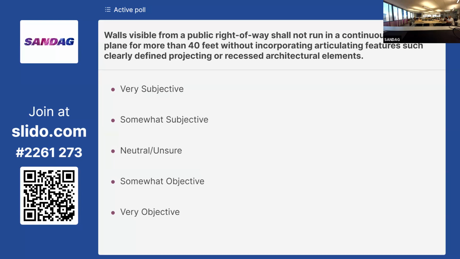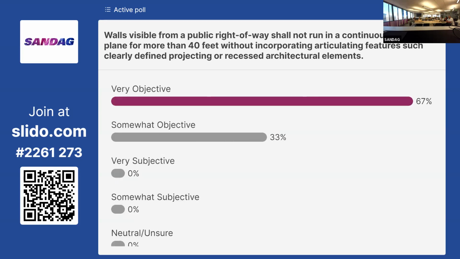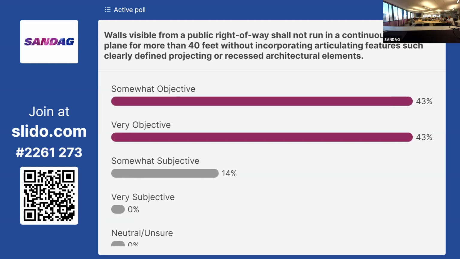Walls visible from a public right-of-way shall not run in a continuous horizontal plane for more than 40 feet without incorporating articulating features such as clearly defined projecting or recessed architectural elements. All right, so what do you all think? Somewhat objective, very objective. So this one's more objective than I think some of the others we've seen based on the responses you provided.